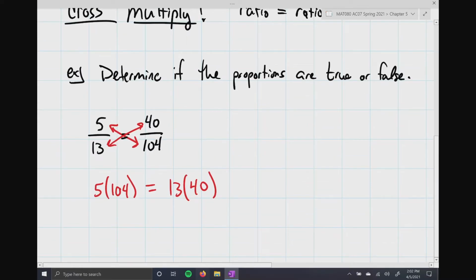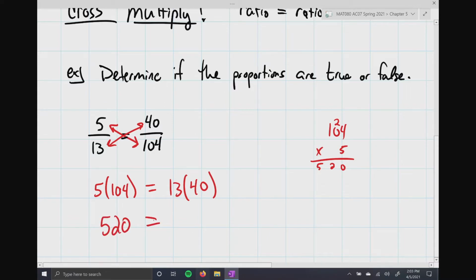Now, if 5 times 104 is the same exact answer as 13 times 40, then this is a true proportion. Otherwise, it's false. Okay, so 104 times 5, let me go ahead and write that out. We get 20, carry the 2. That's going to be 0 plus 2 more is 2. So we get 520.